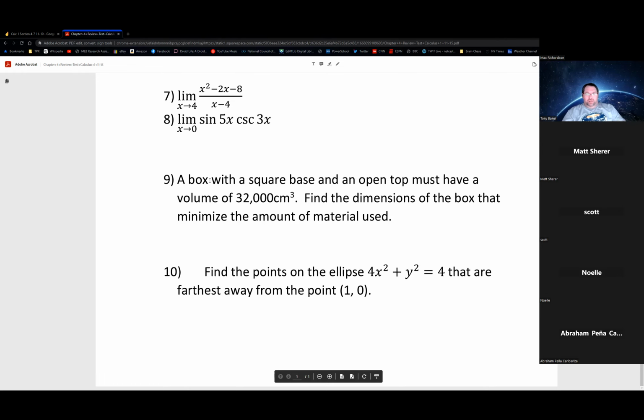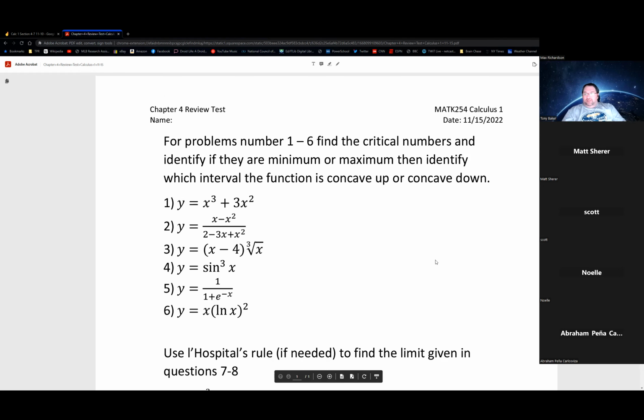So like this one, a box with a square base open, you need the surface area formula for a rectangular prism. So that's what you're going to need for that. I think all I did was actually just change this number on the actual test. So, all right. Any questions about anything?